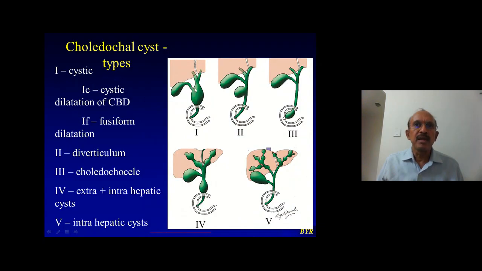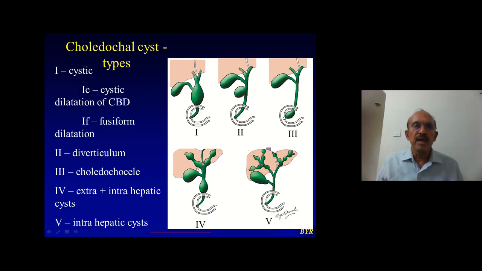Type 1 means it is just like a cyst. Type 2 means it is like a diverticulum. Type 3 means the terminal end of the bile duct is only dilated. This is called the choledochocele. The cyst actually projects into the duodenum and you will see a cystic mass projecting into the duodenum here.